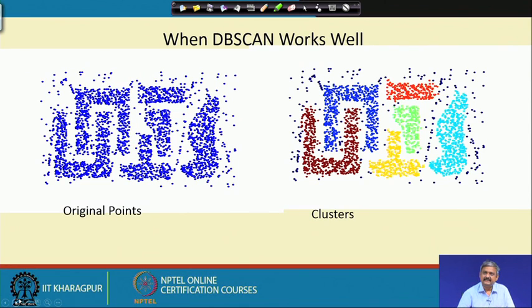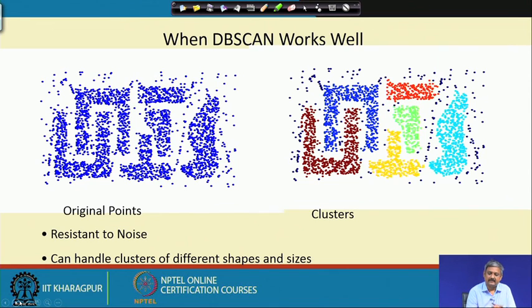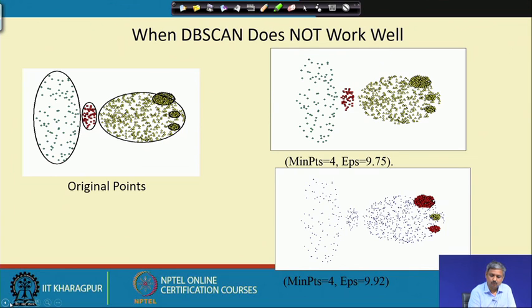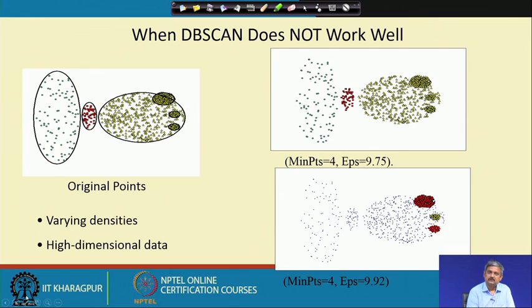So, you can see you can get arbitrarily shaped clusters. It is resistant to noise also, because noise points are separated, but this works only when you have low dimensional points, in high dimensions it does not work. Also, it does not work when the density is widely varying. Some parts are very dense, some parts are not, you cannot set a min PTS properly. So, in these two cases it does not work.